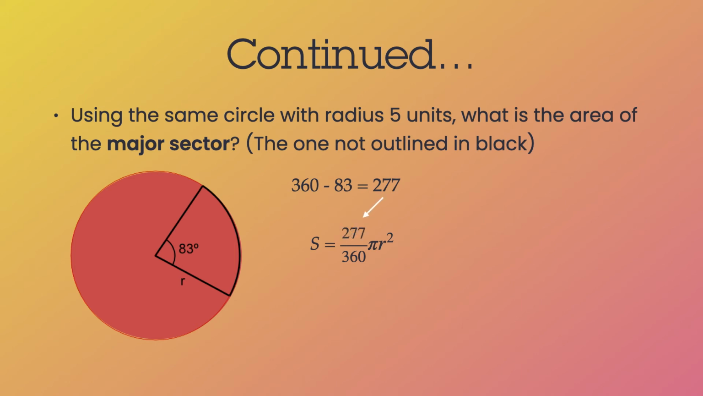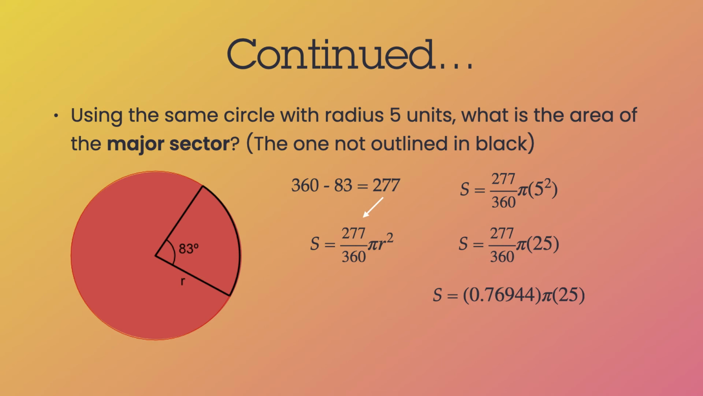So 277 over 360. Now, of course, we do need to get our radius in there, so let's get our 5 in for the 5 squared. And then we'll start working this out. 5 squared is 25. 277 divided by 360 gives us this crazy decimal, but then we'll just multiply those three together and get 60.432. So our final answer for the major sector area would be 60.4 square units.